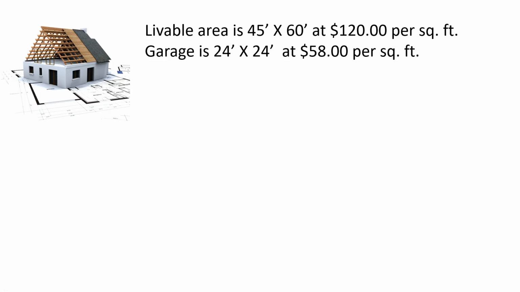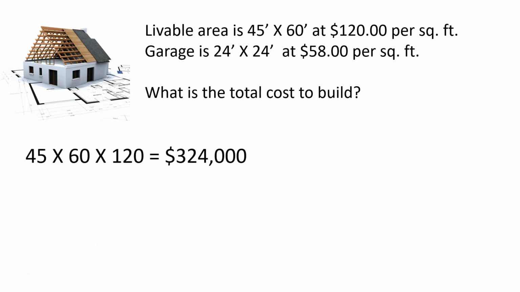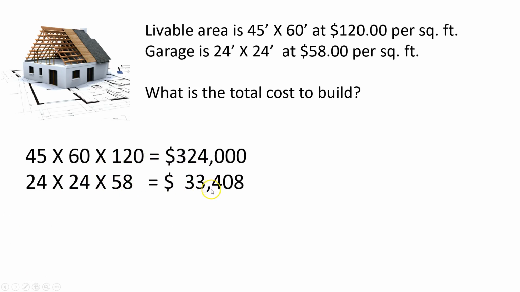Livable area is 45 times 60 at $120, and garage is 24 times 24 at $58. What is the total cost to build? So let's look at the livable area first of all. 45 times 60 times 120 is 324,000. 24 times 24 times 58 is 33,000. Total cost is 357,000. That's the total cost. Okay.